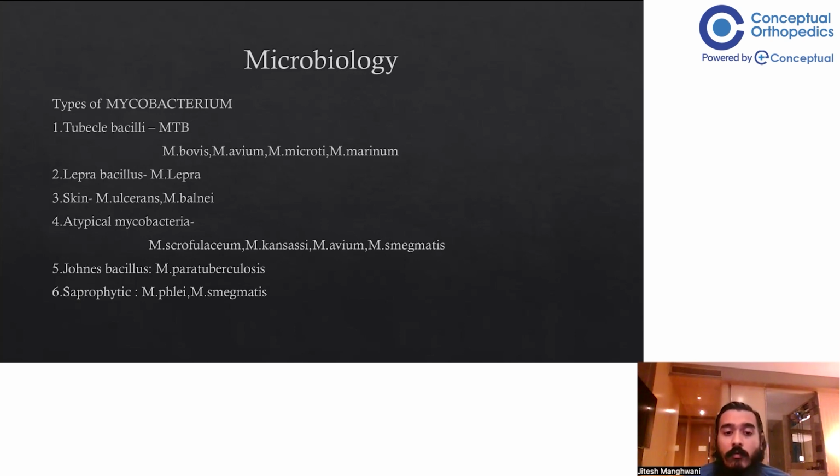There are atypical mycobacteria as well, like Mycobacterium scrofulaceum and Mycobacterium kansasii, Mycobacterium avium, and smegmatis. So these are all the atypical mycobacteria that also come in the same family. Johne's bacillus, that is paratuberculosis, and saprophytic bacilli like Mycobacterium phlei and smegmatis. So these are all the different mycobacteria which belong to the family of Mycobacterium. Amongst them, tubercular bacilli is the one that is the most rampant, I would say, in India these days, that causes this infection.